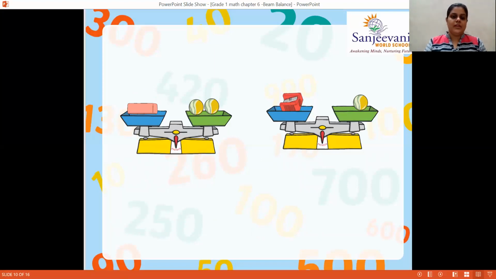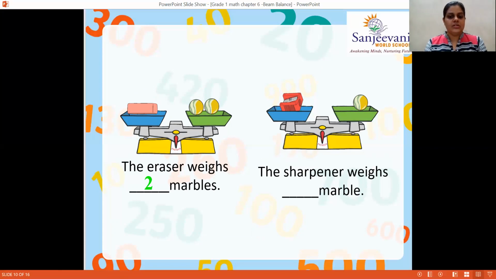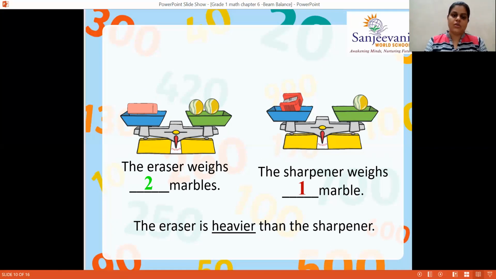Now, next example. There's an eraser, right? So the eraser weighs how many marbles? 2, correct? 2. And the sharpener, how many marbles does it carry? 1. The sharpener weighs 1 marble. So in this case, the eraser is heavier than the sharpener. Why? Because the eraser weighs 2 marbles. 2 is more than 1, right? So the eraser is heavier than the sharpener.